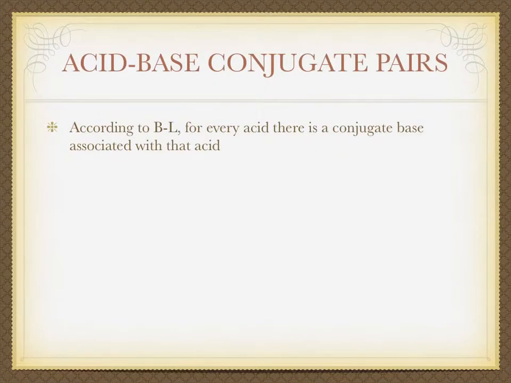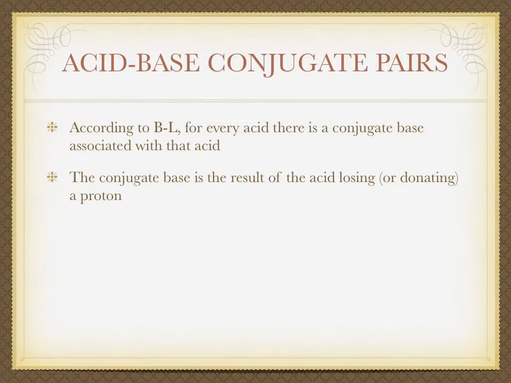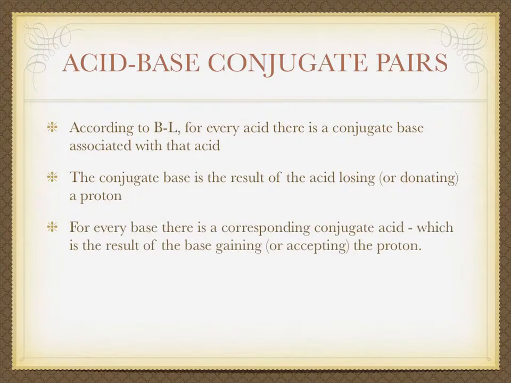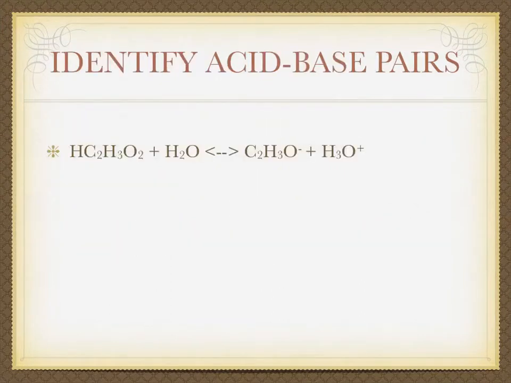Now, the other thing that they talk about is that for every acid, there's what they call a conjugate base. There's a base that goes with that acid. The conjugate base is what results when the acid loses the proton. Also, there's a base that has a conjugate acid, and once again, that's because the base gains or accepts the proton. So let's take a look.